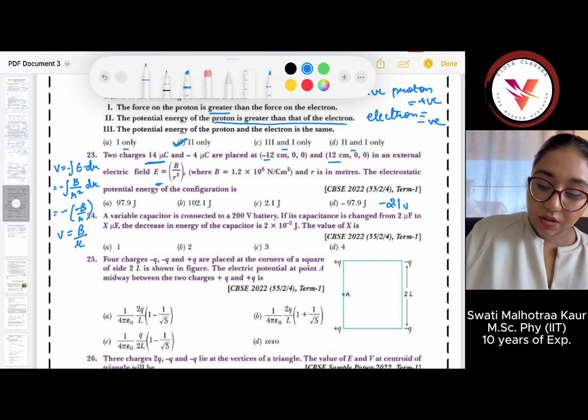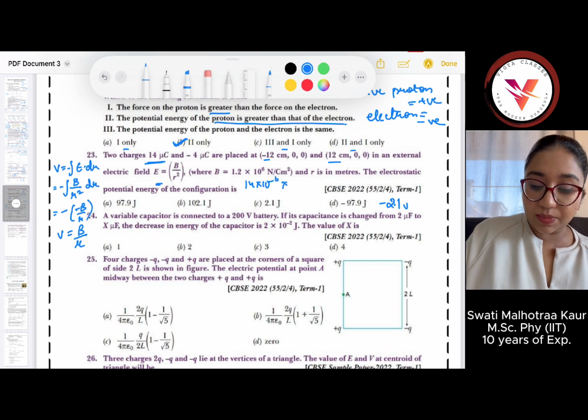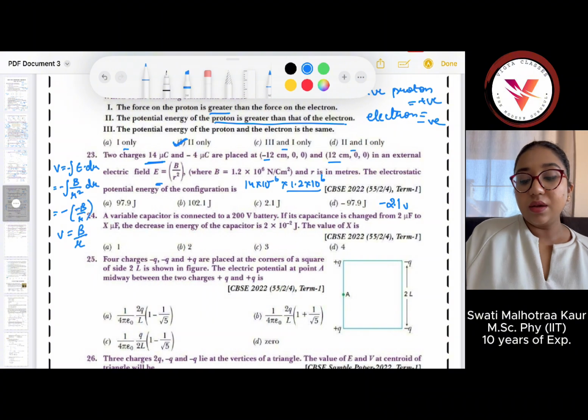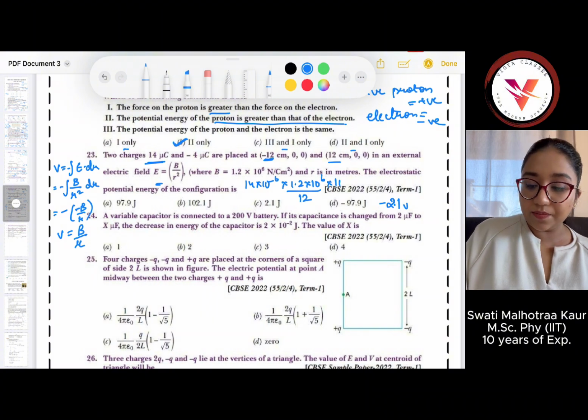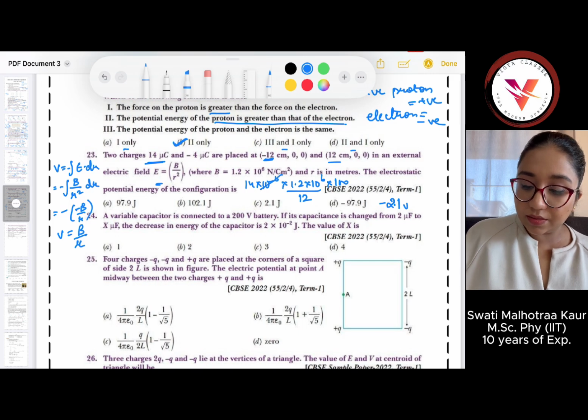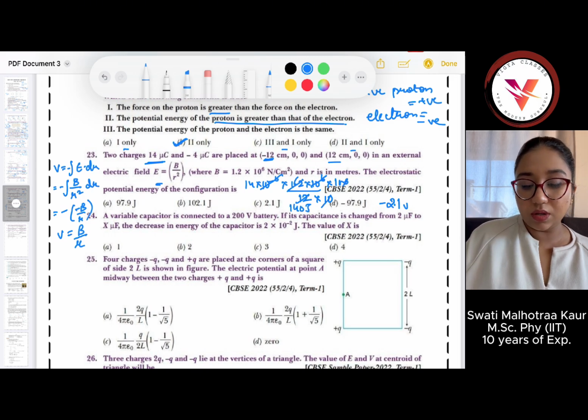Now that would be 14 into 10 raised to the power minus 6, and potential is B by R. B is 1.2 into 10 raised to the power 6, and R is basically placed at a distance of 12 centimeters. So let's take 12 and 100 there, cancel. This becomes 140 joule plus 140 joule.